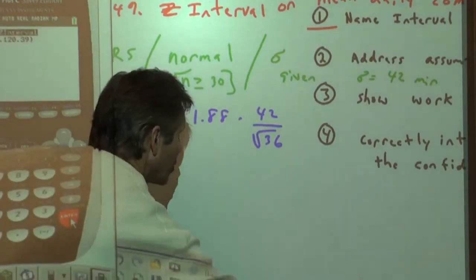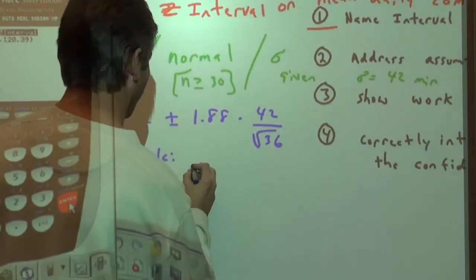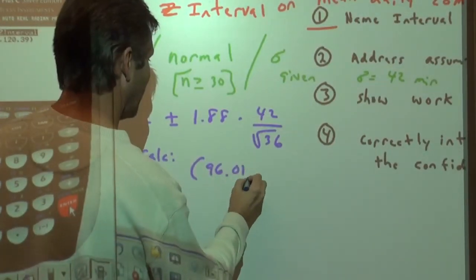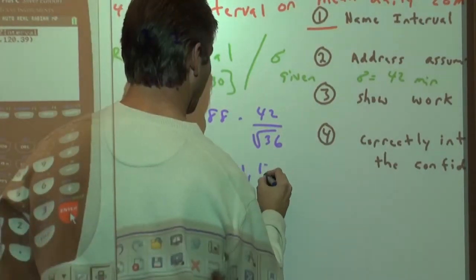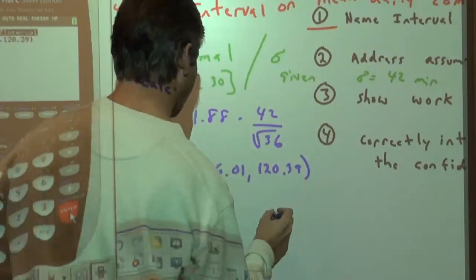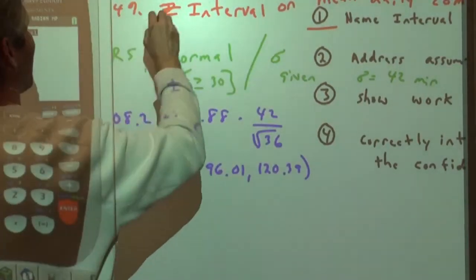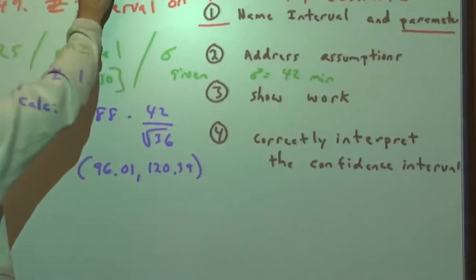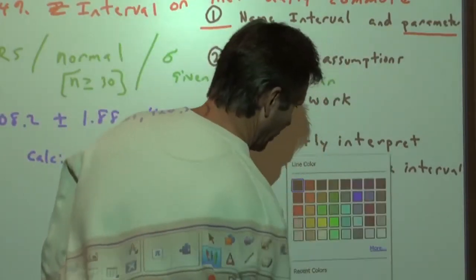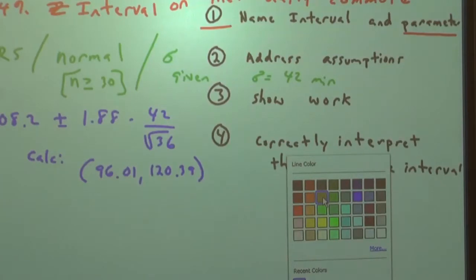So we've shown the work. We're going to go ahead and say the calculator returns to us an interval from 96.01 to 120.39. Okay, now we know that those are in minutes. But at any rate, here's our final thing. We're going to say, okay, now we have to correctly interpret the confidence interval. So we're going to go over here and we're going to say, okay, let's correctly interpret what this means.